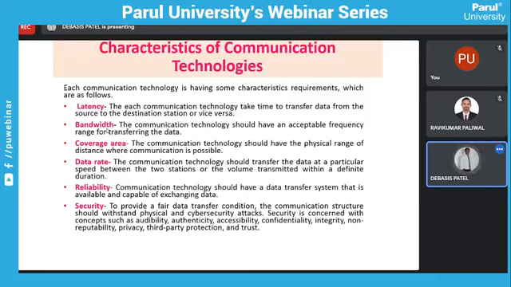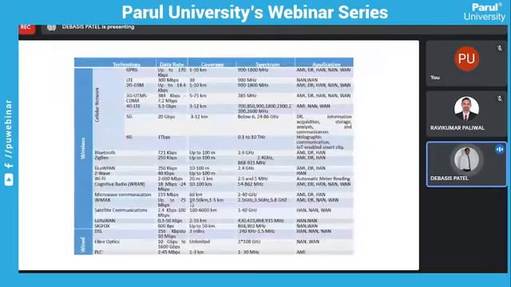Then coverage area. Obviously a communication technology has some coverage area: how much distance it will cover, and within how much distance it will communicate, right? Coming to the data rate, at which rate it will transfer the data. Coming to reliability, the communication technology should be reliable, and security must be there in our communication technology. Clear?